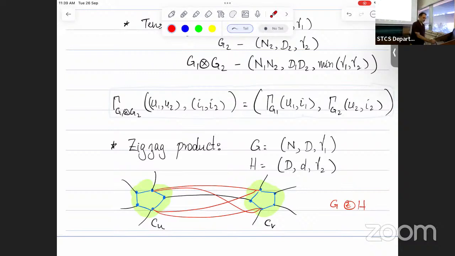And then what were the edges in the zigzag product? Well, it's all the red edges. Basically, you look at an intercloud edge, which is one of these black edges.